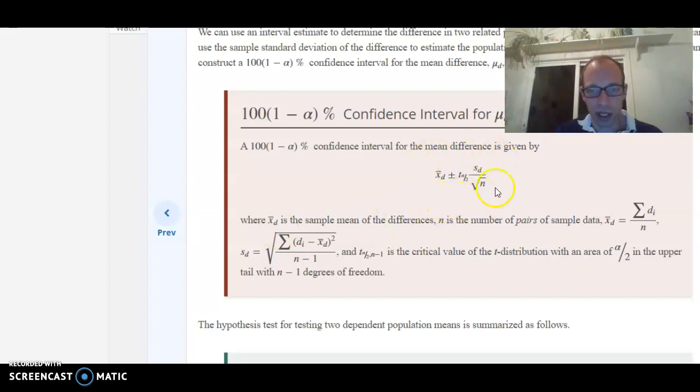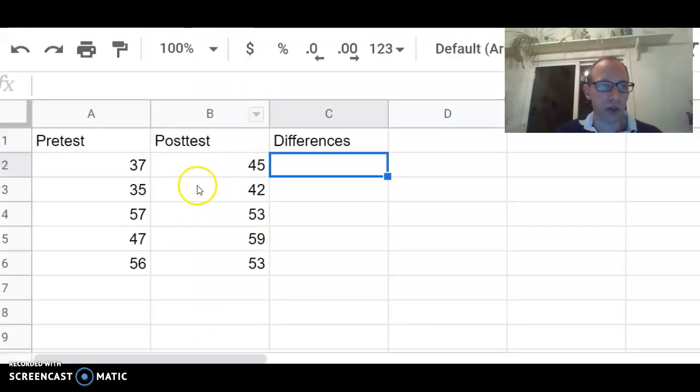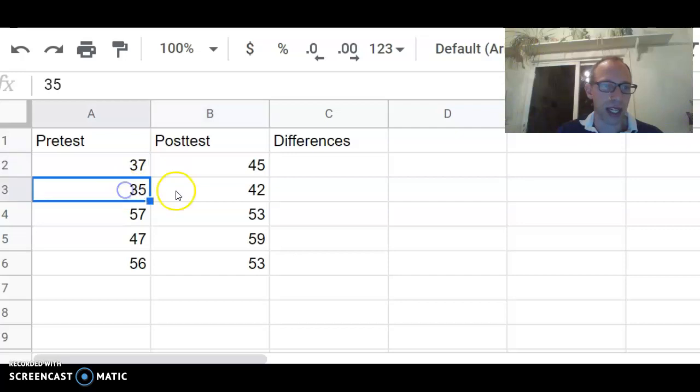Okay, let's break apart this formula. It's pretty complicated, and it even gets trickier when you realize this standard deviation of the differences has this formula right here. So what we're doing here, we have paired data.